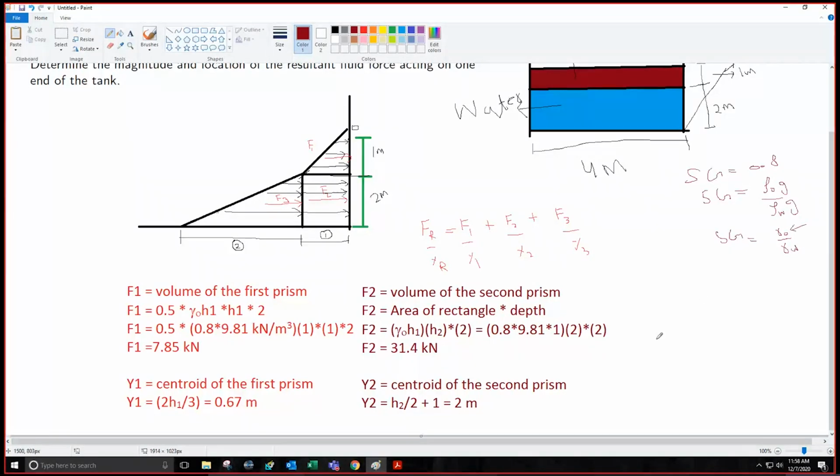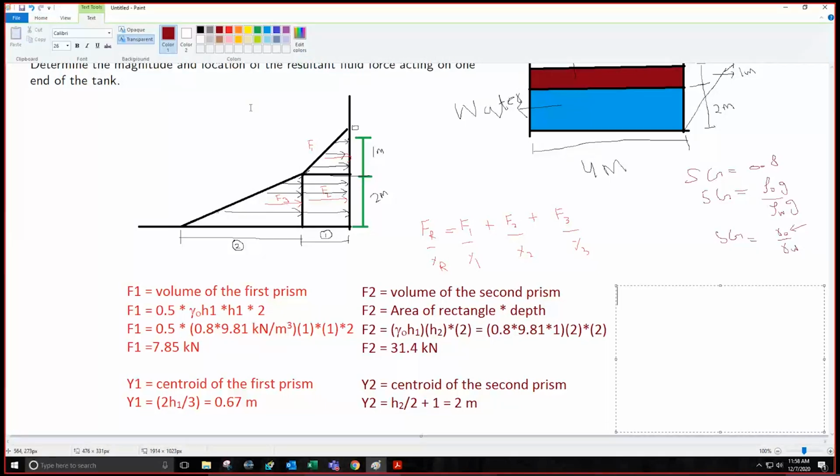ठीक है, yes, sir. So we are multiplying 0.8 by 9.81, which is specific weight of the water. Clear? F2 clear होगी जी? इसमें कोई क्वेश्चन हो? F2 की कैलकुलेशन में कोई क्वेश्चन तो नहीं है? No, sir. Finally, F3.